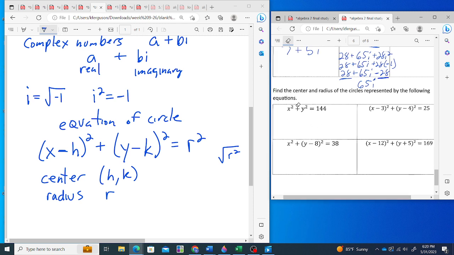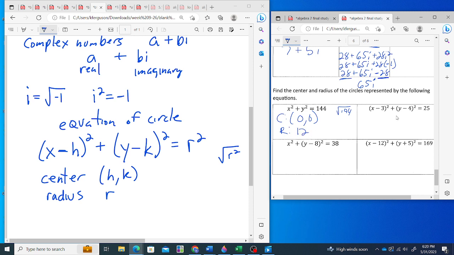So now we're going to put that in context. If I've got something like this, right? This first one, I look at my general equation. Well, I don't got an h. I don't got a k. Well, that's because they're 0. So my center would just be 0, 0. That's my center. So then what about my radius? Well, my radius is the square root of this number. So the square root of 144 is 12. So my radius is 12.